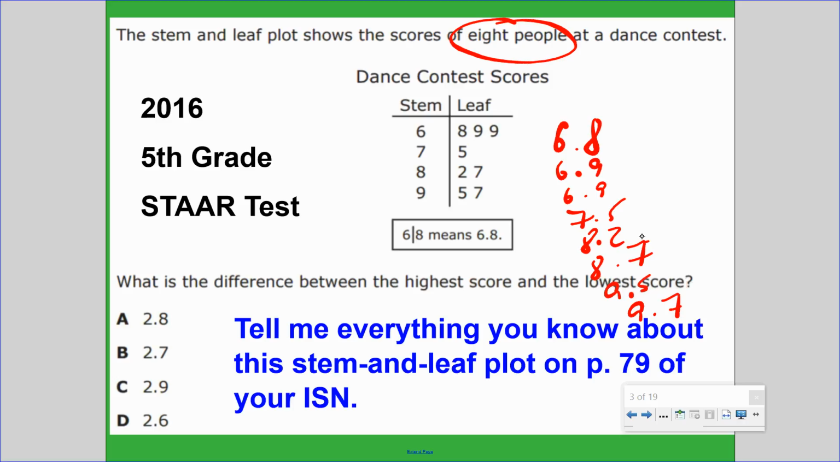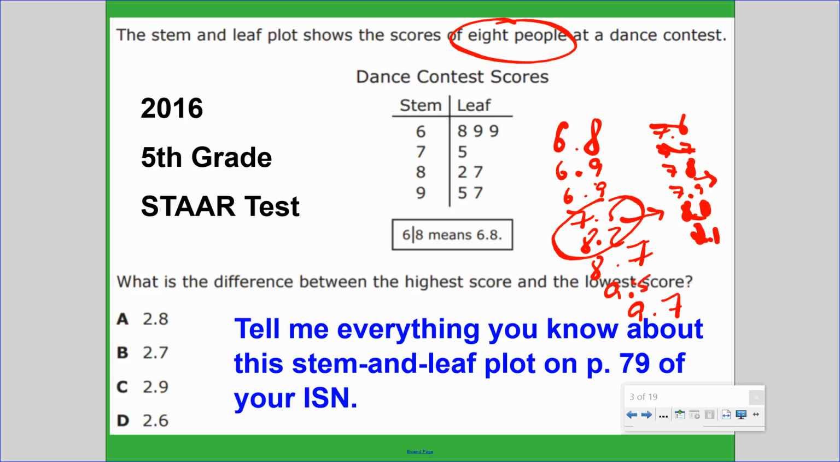Hopefully you can say that the median is between 7 and 5/10 and 8 and 2/10. If you really want to know what it is, 7.6, 7.7, 7.8, 7.9, 8.0, 8.1. So it's 7.85 is the median. Or you could have added these two numbers up and divided by 2.